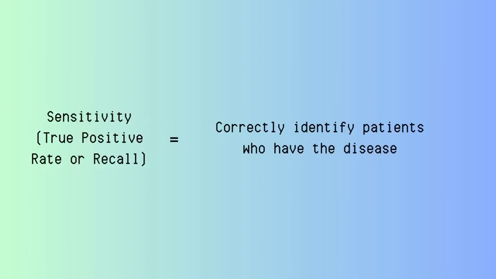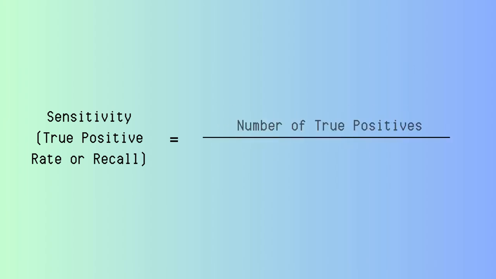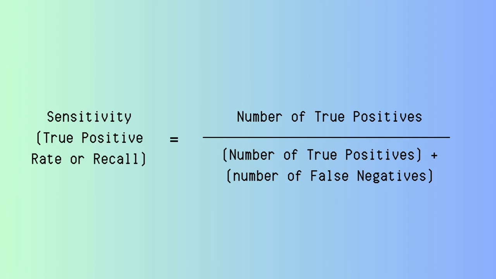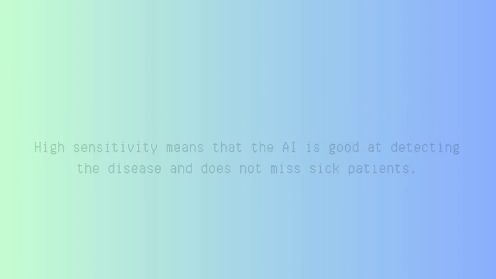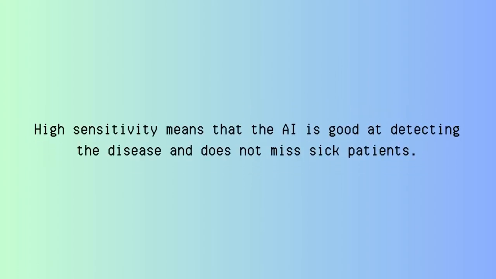Sensitivity, recall or true positive rate, is the ability to correctly identify patients who have the disease. Out of 50 actual pneumonia cases, if it correctly identifies 45, the sensitivity is 90%. High sensitivity means it's good at detecting the disease and doesn't miss sick patients.